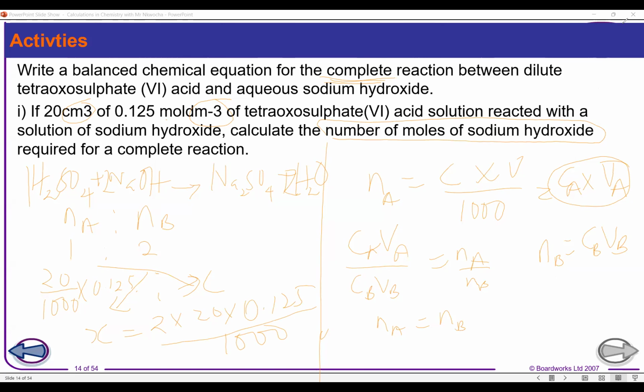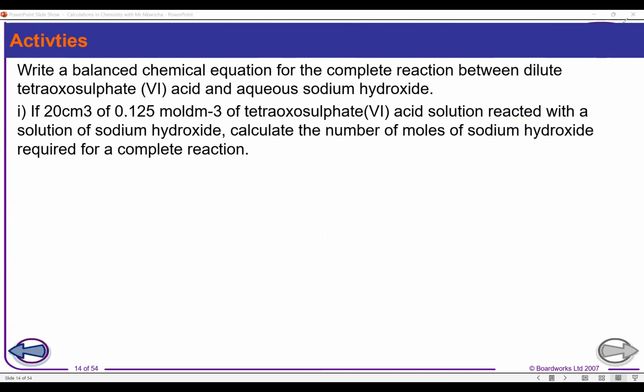Okay, so you can input everything into your calculator. 2 times 20 times 0.125, everything divided by 1k. That's 0.005. If you got that as your own answer, that's fine. That's the number of moles of the base that is required that will completely react with that volume. So very, very simple, and it's only why that can bug you with this kind of technical question. Okay, so let's move on.